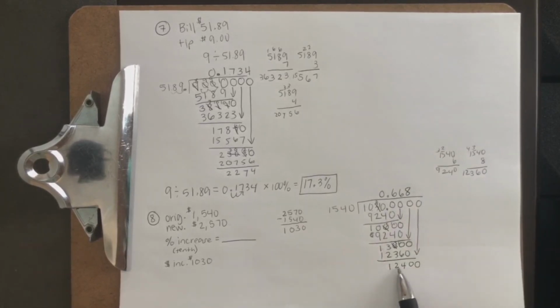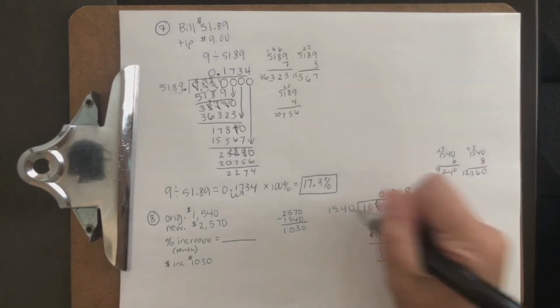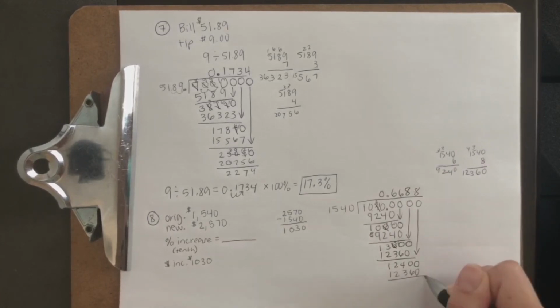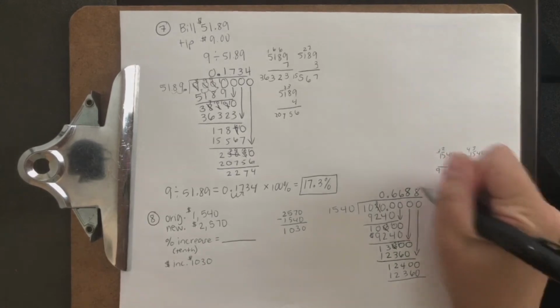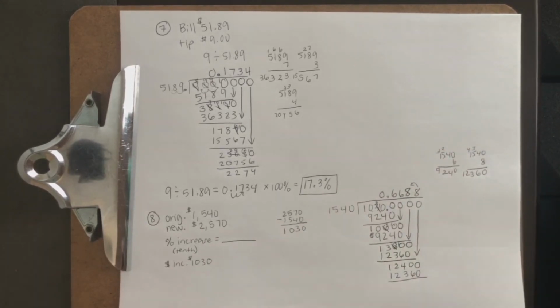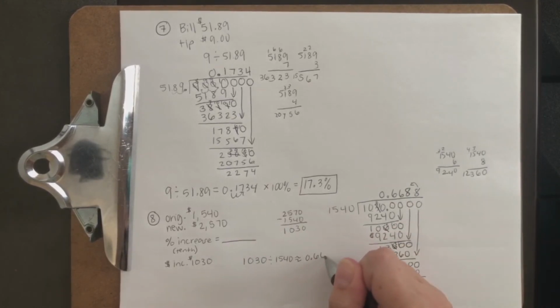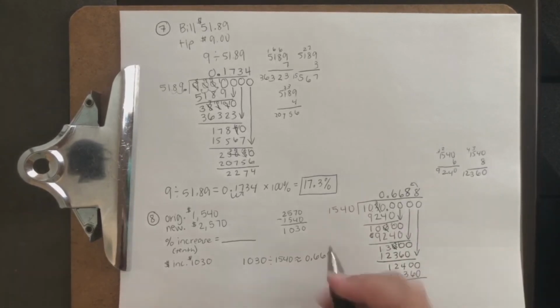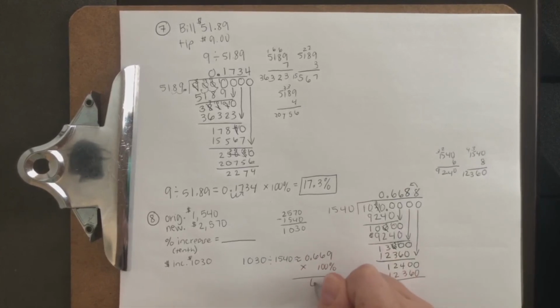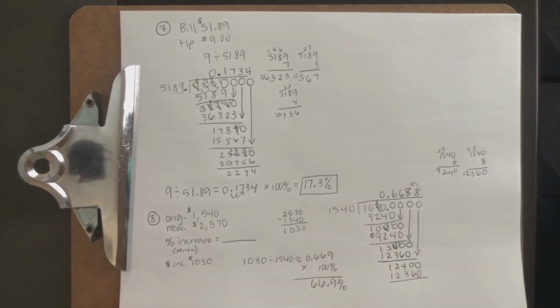0. So 12,400. That is bigger than 12,360. So this is gonna be 8 again. 8 times 1,540 is 12,360. And 12,400 minus 12,360. Fabulous. I don't even need to calculate that because I know that this 8 is gonna make that round up. So we have 1,030 divided by 1,540 is about 0.669 because that rounds up. And now I'm going to take that and multiply by 100% to get 66.9%. That is my percent increase.